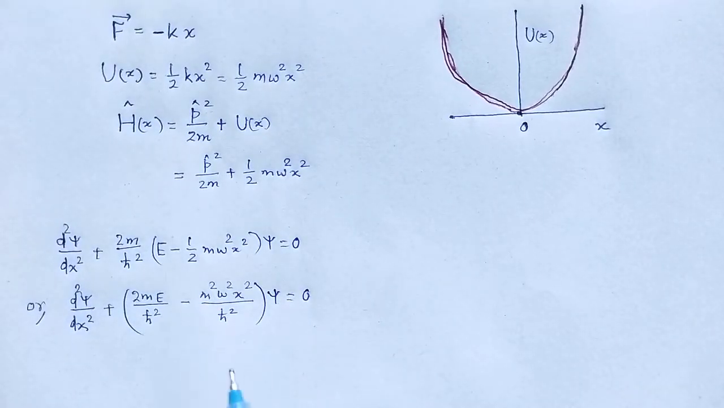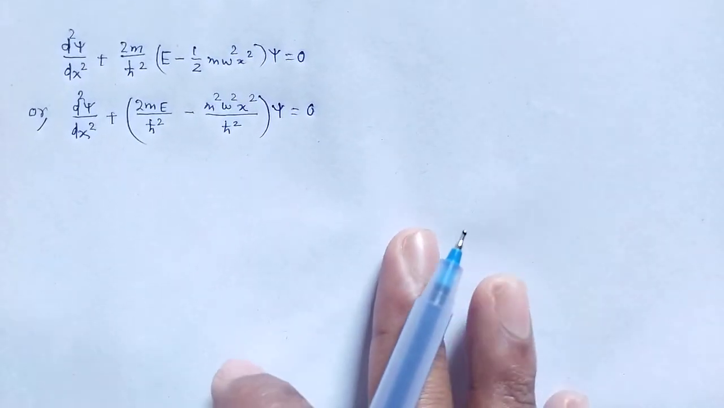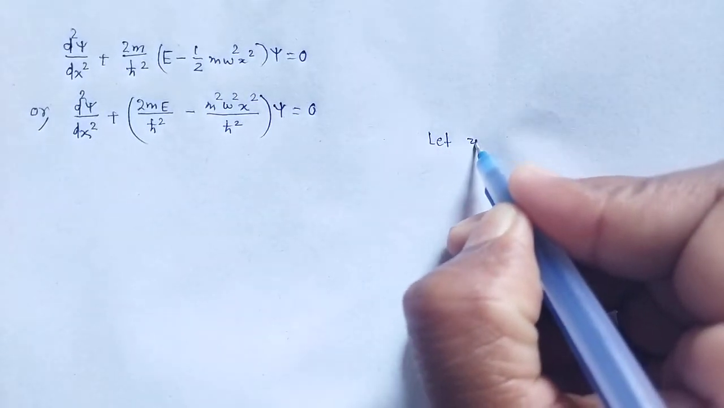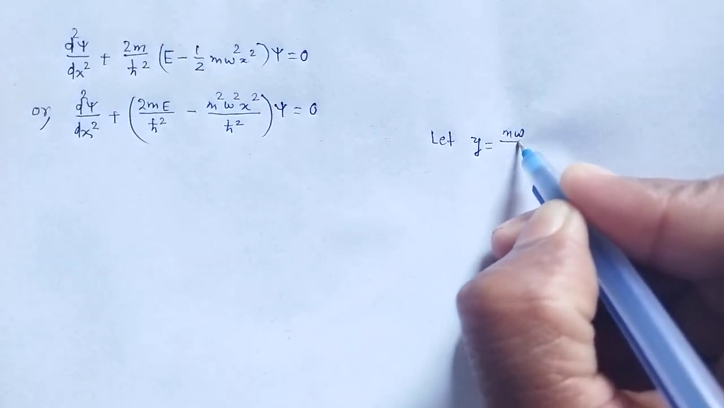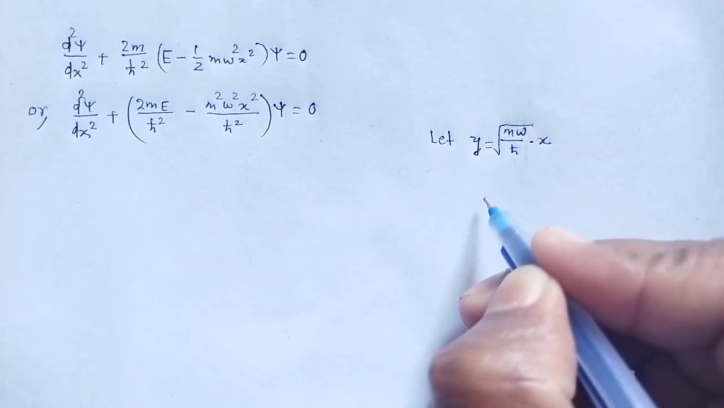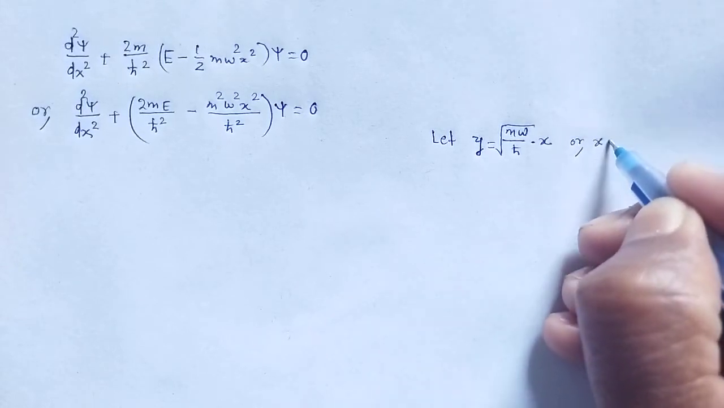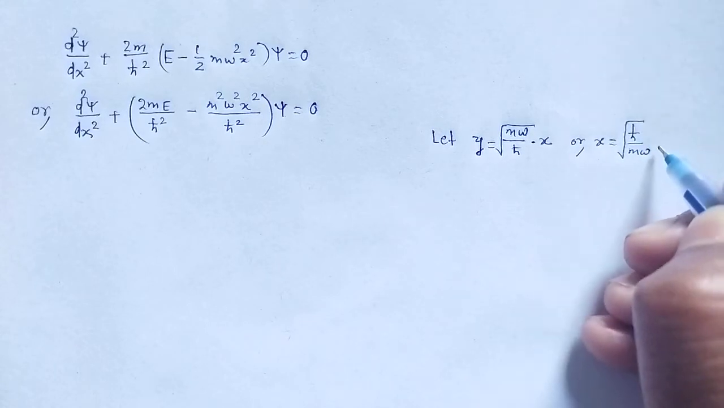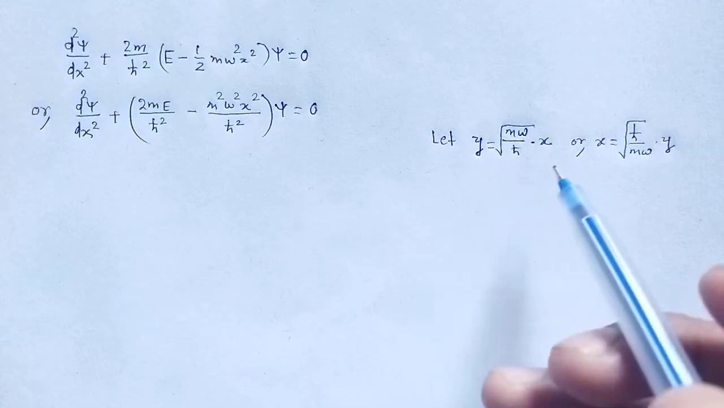For simplifying the terms, let us introduce y equal to the square root of m omega by h cross, into x. Therefore x will be the square root of h cross by m omega, into y, where y is the displacement term.